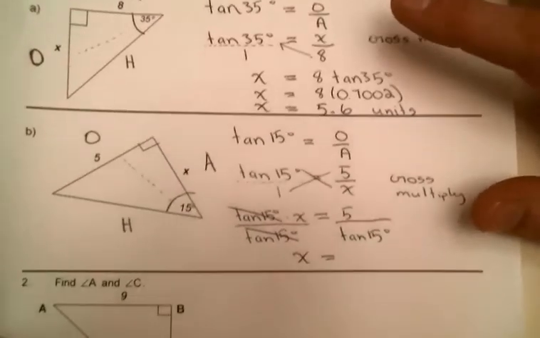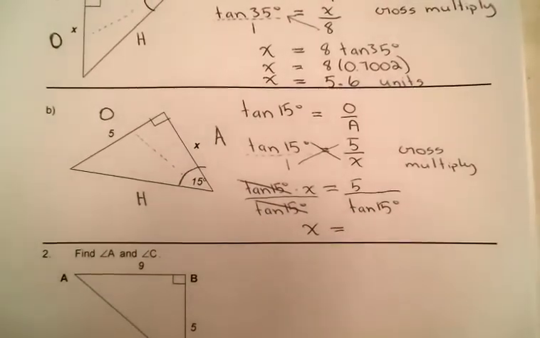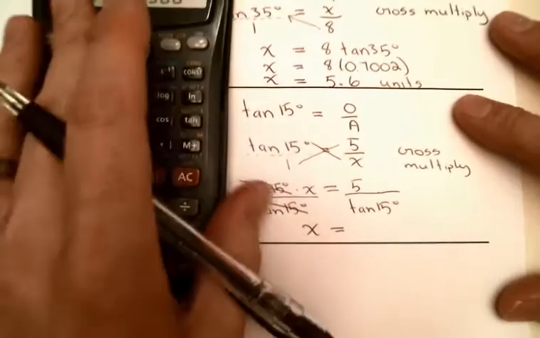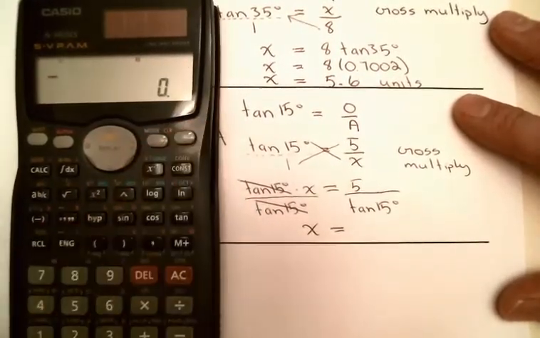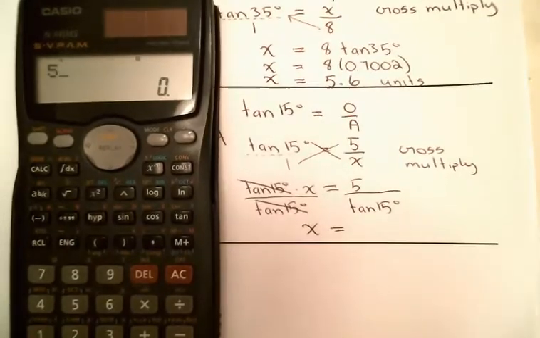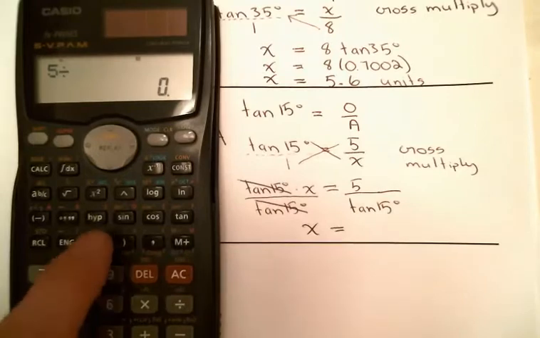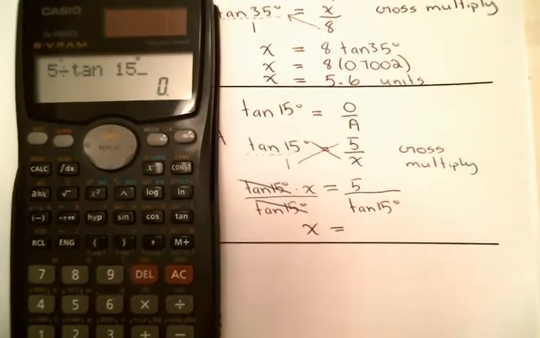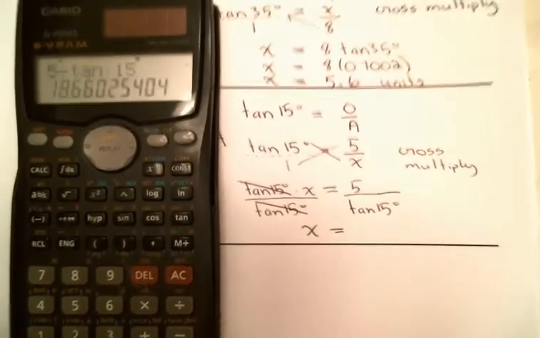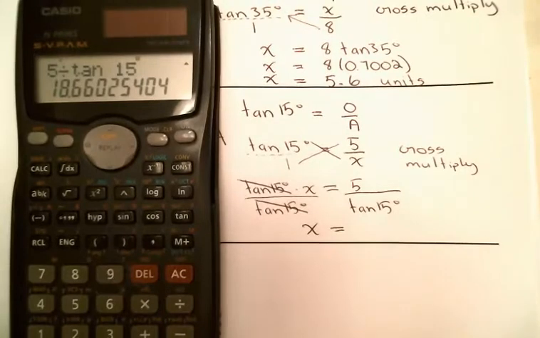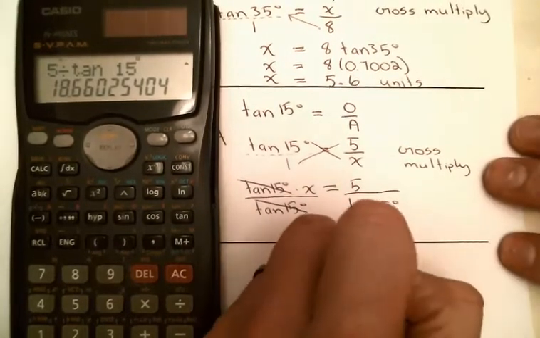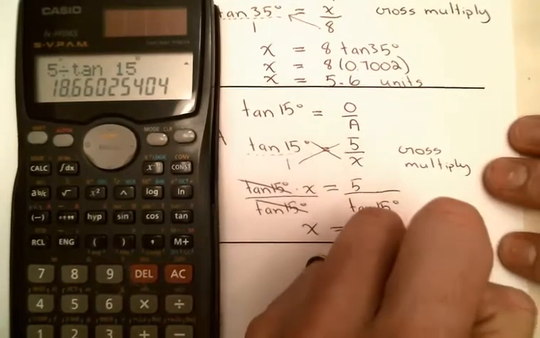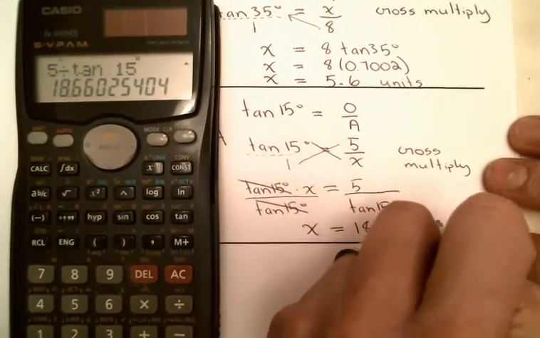And you can actually put that right in your calculator. You grab your calculator and you do the following. 5 divided by tan 15. Okay? And you get 18.7, if you round that, we'll say units. Okay?